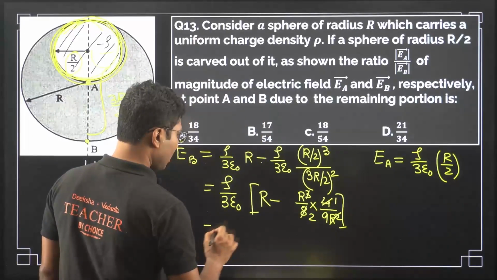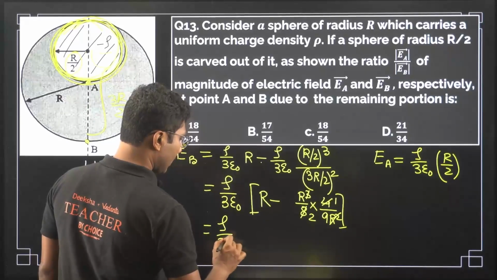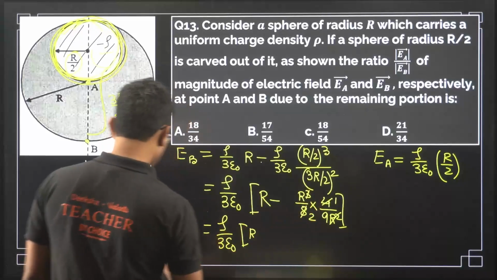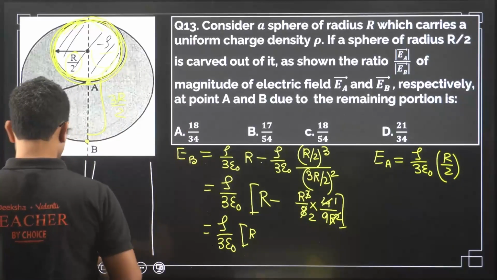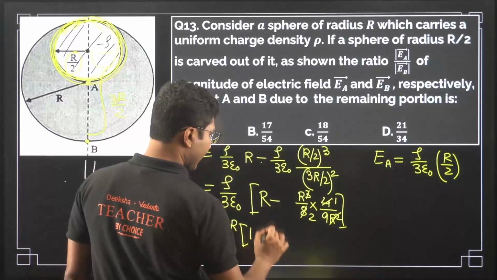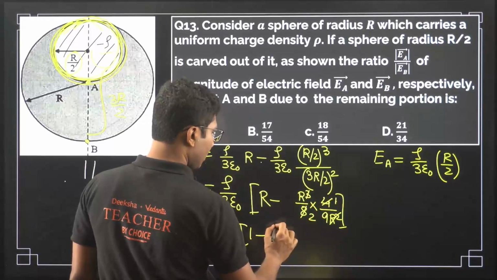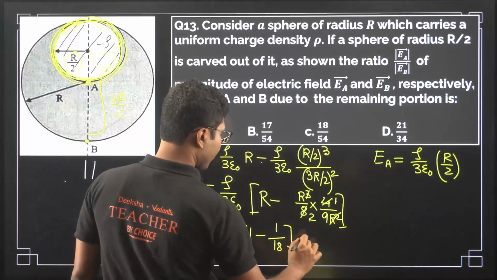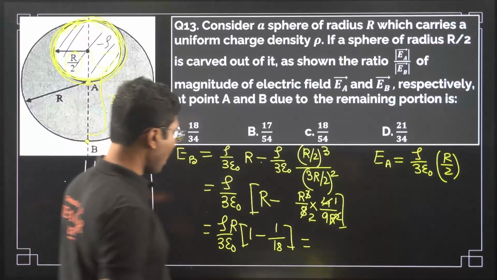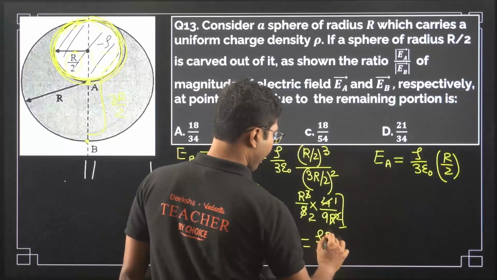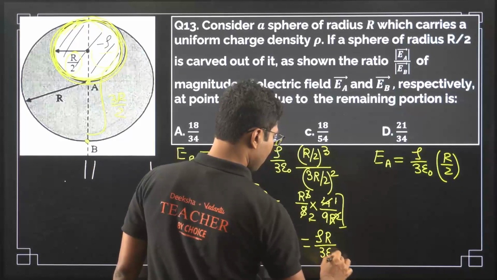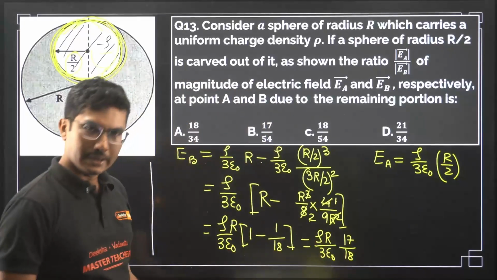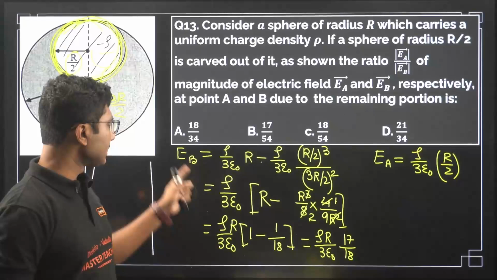We got rho by 3 epsilon naught r, also r is common, so let me take r common. So we get here 1 minus 1 by 2 into 9, that is 18. So here we get rho r by 3 epsilon naught times 17 by 18, right? 1 minus 1 by 18, that will be 17 by 18. So this is the EB.